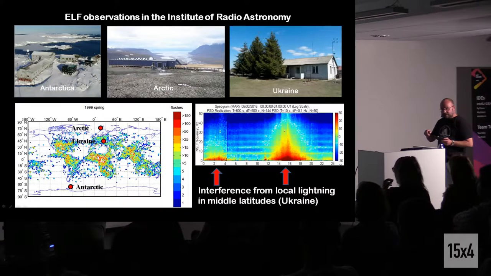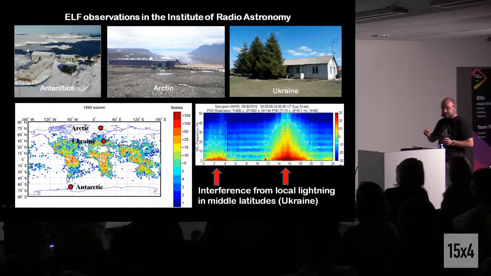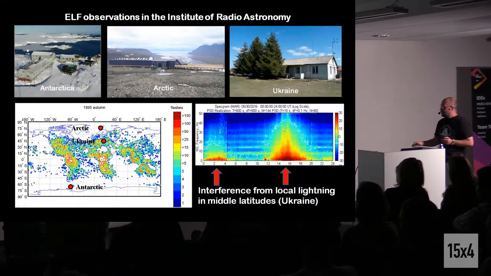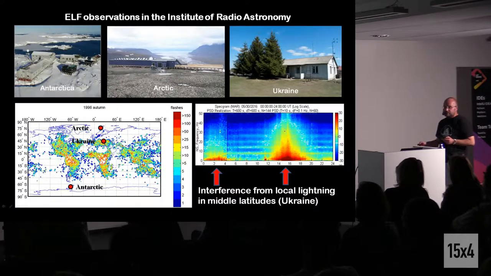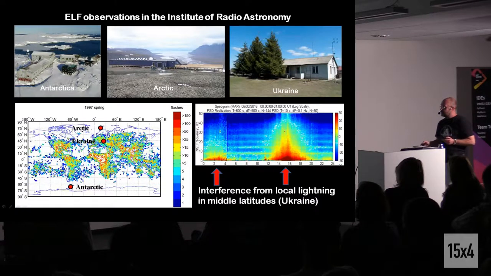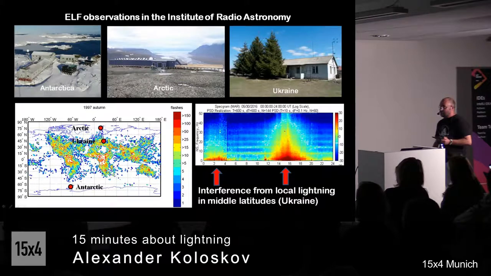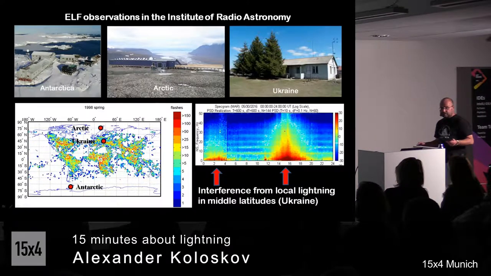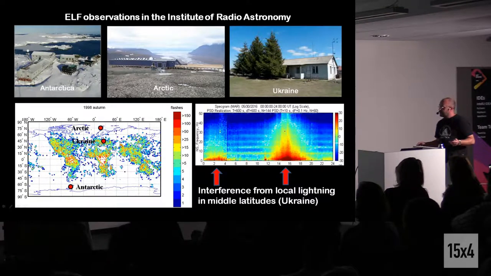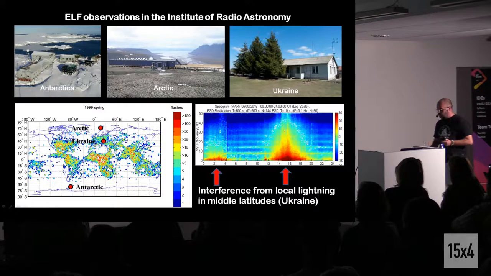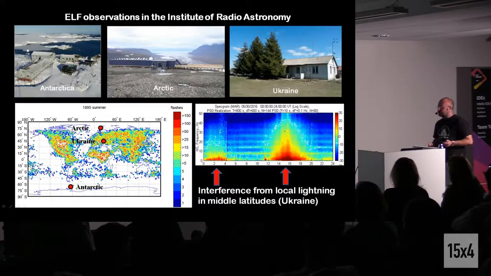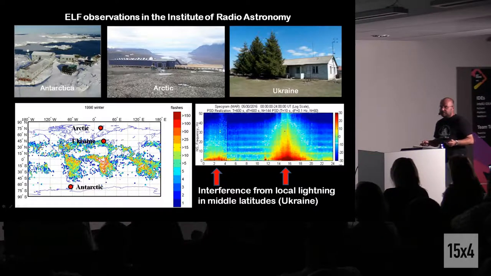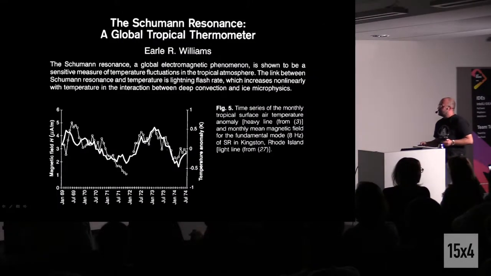The previous picture shows the resonance structure in Antarctica. There are no interference signals, so the best place for observation is the polar region. Another advantage of the polar region is the absence of artificial noise. There is no artificial noise in Antarctica. So our Antarctic records have very good quality, and it's possible to use them for different scientific tasks.